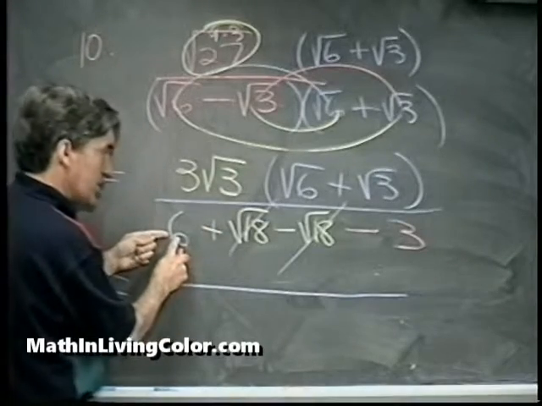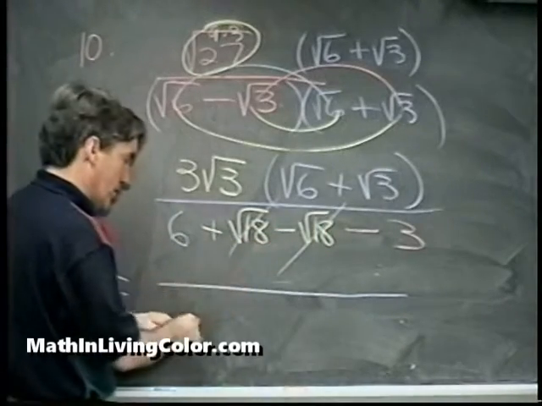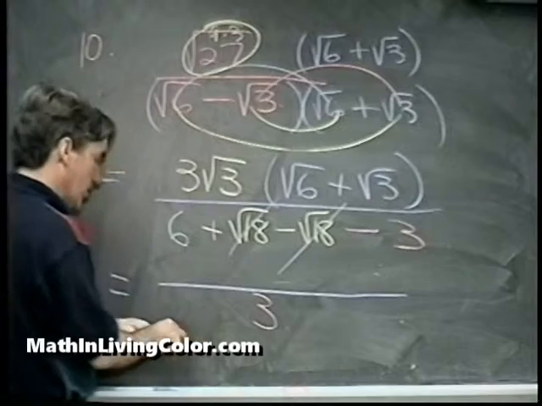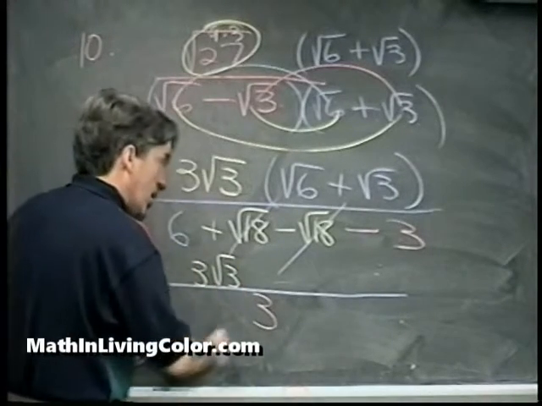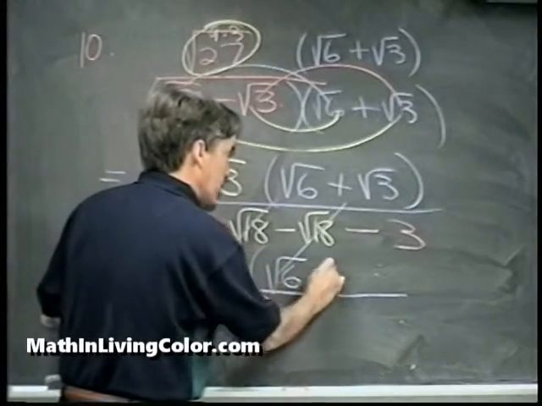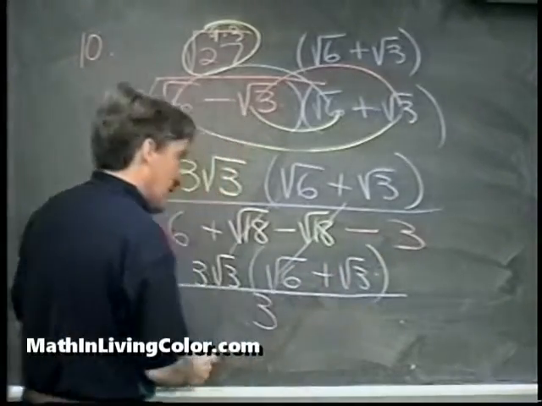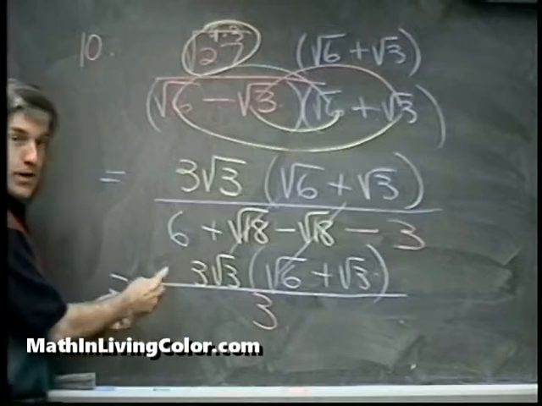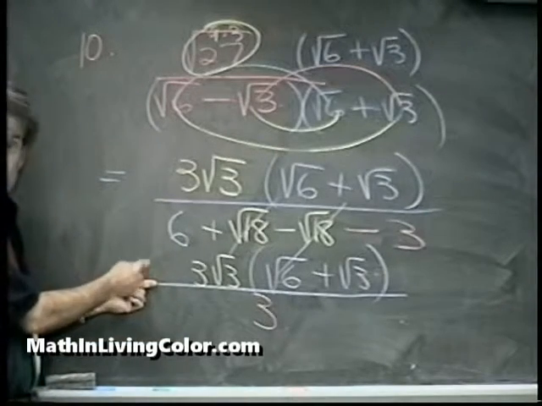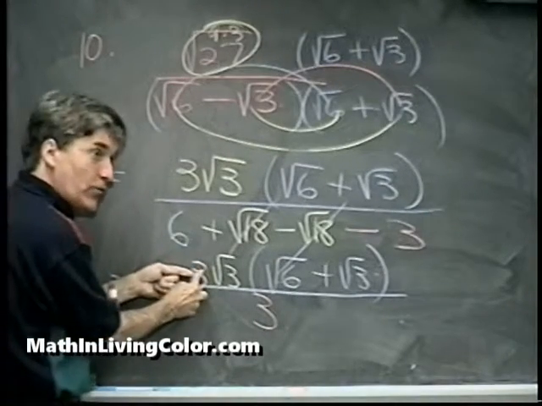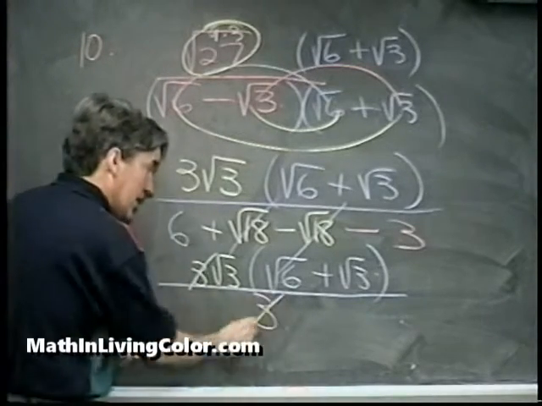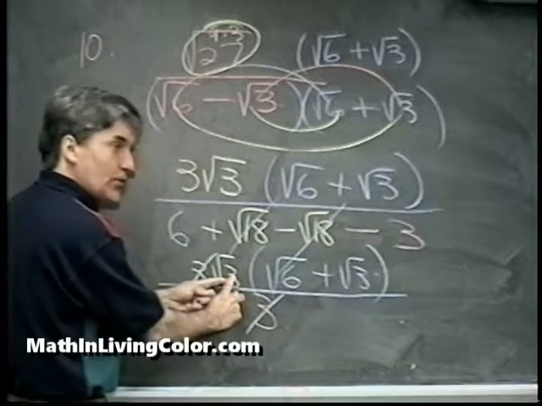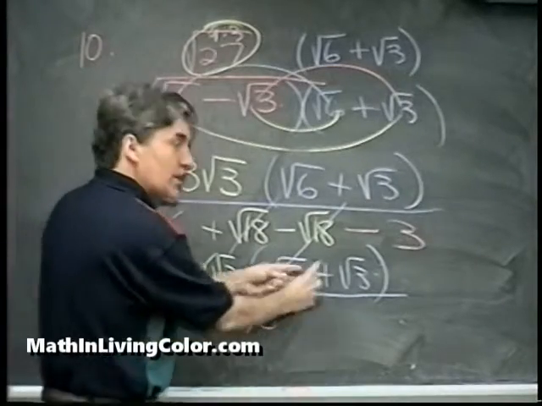The denominator simplifies to 6 minus 3, which is 3. The numerator is 3 square root of 3 times the quantity of the square root of 6 plus the square root of 3. Now, you see why we didn't multiply it out? Because you've got a 3 that divides. Because this is in a factored form, you can divide out the 3. So this 3 divides out, and what's left is radical 3 times radical 6 plus radical 3.